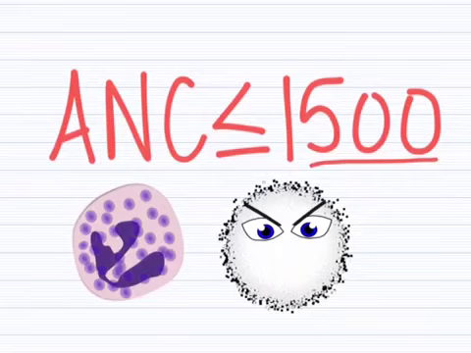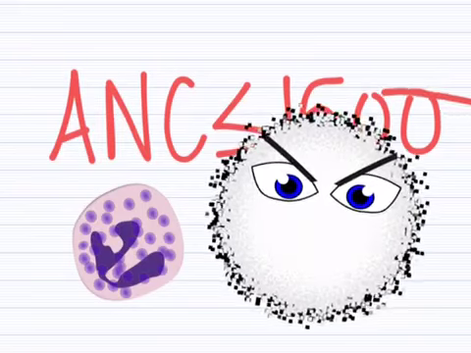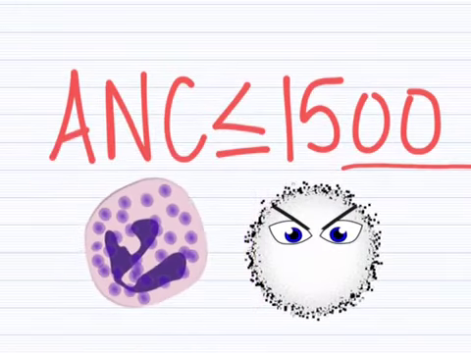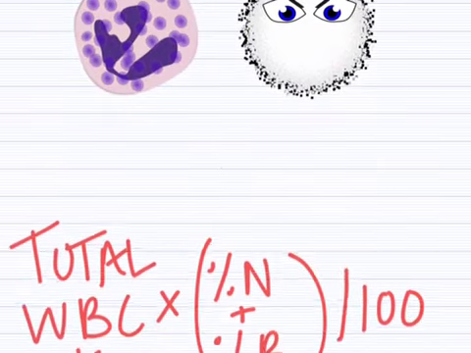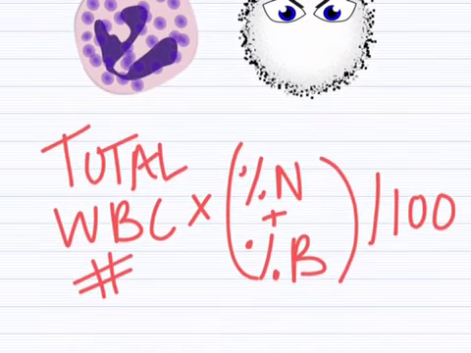And how do we get an ANC? It has to do with our white blood cell count and our neutrophils, with the equation as follows: your total white count times your percent neutrophils plus your percent bands, divided by 100. And as I was saying previously, for cases of fever and neutropenia, we're really talking about an ANC less than or equal to 500 currently, or an ANC that is expected to fall to less than 500 over the next 48 hours.